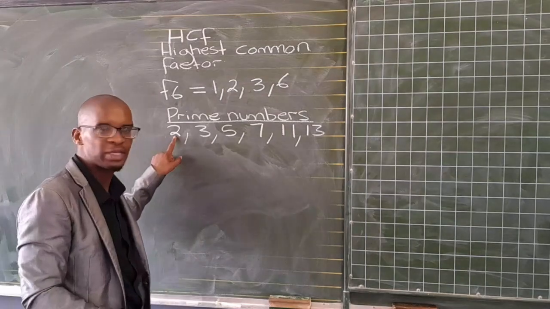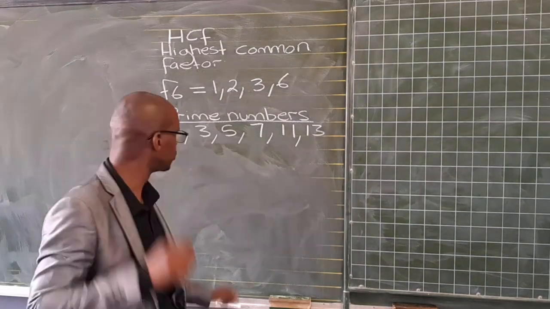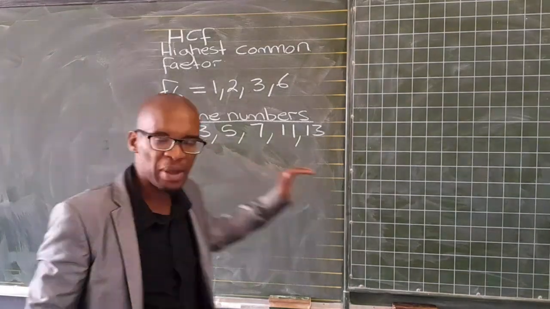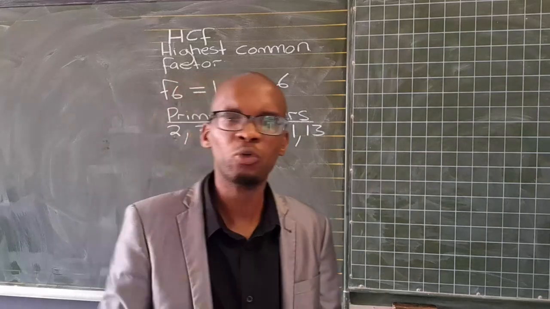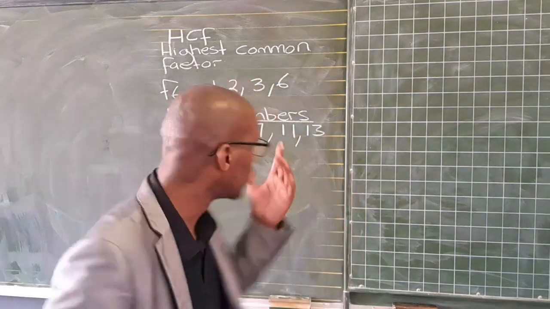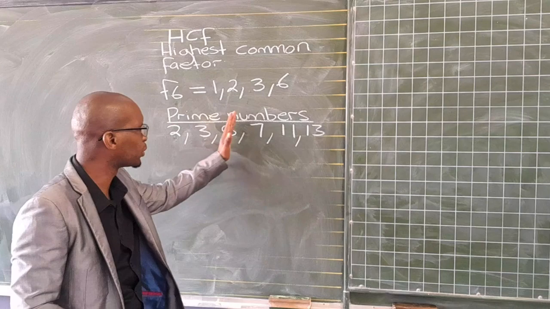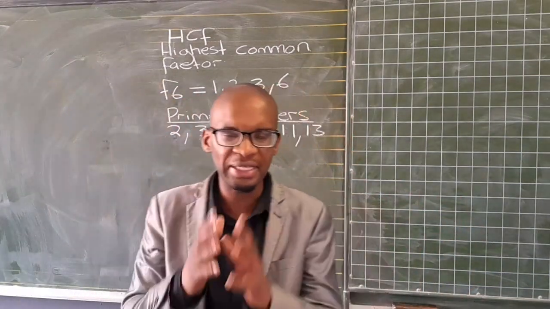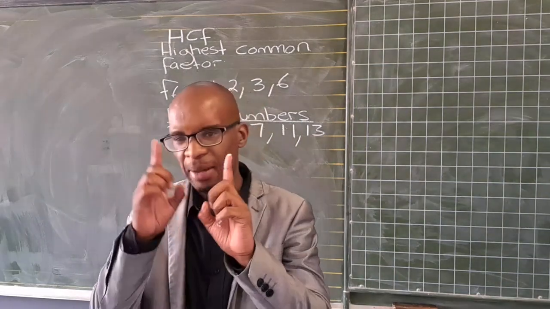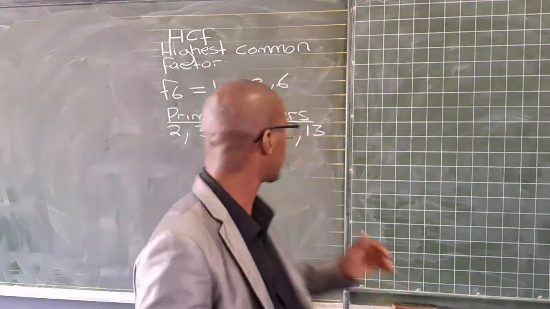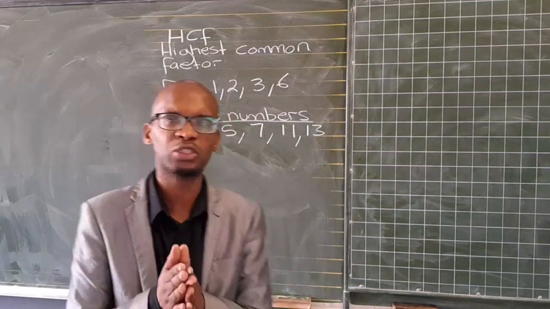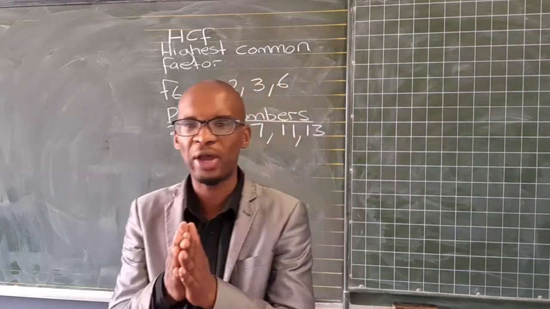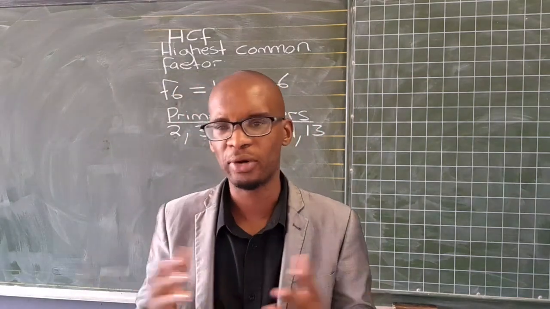So for example, 2 only has 2 factors, 1 and the number 2. 3 has only 2 factors, 1 and the number 3. So all our prime numbers only have 2 factors, which is 1 and the number itself. So as you can see on the board, I've written the first 6 prime numbers, but prime numbers just go on and on and on, and any number that has 2 factors, 1 and the number itself, is referred to as a prime number. Now, I am going to show you how you can write your factor tree diagram and how you can use it in order to find the HCF between two or more numbers.